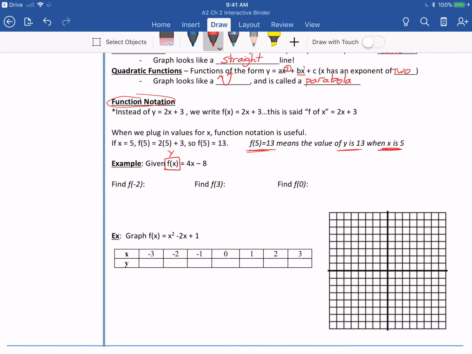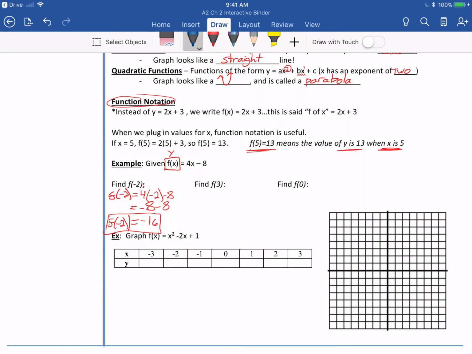Okay, so here we go. It says find the value of f of -2, that's how you say it. So all we do here is plug in -2 for my x. So I have 4 times -2 minus 8. This is obviously -8 minus 8, which is -16. All right, that's that first one. So f of -2 is equal to -16.